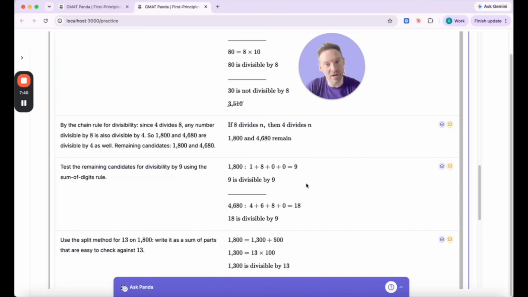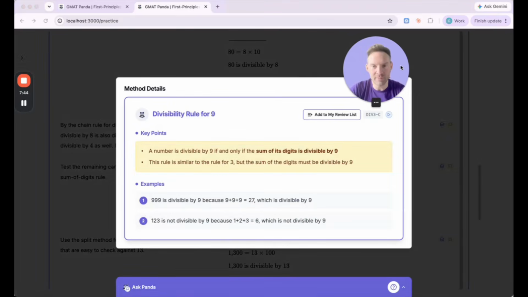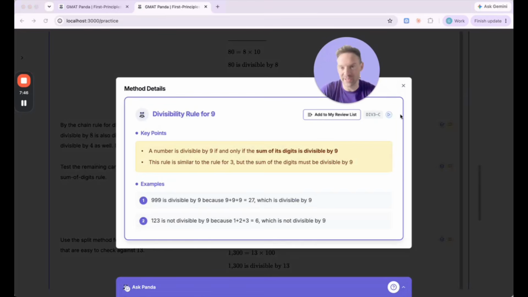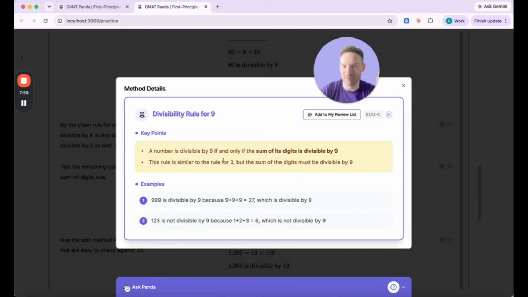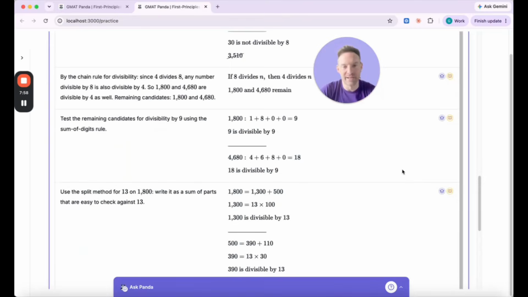And so for 9, what's the rule there? Well, again, there's a recap here, or jump to that part of the video if you haven't already seen it. But for 9, we have to sum up all the digits and check if that number is divisible by 9. So for 1,800, that's going to be quite easy because it's 1 plus 8, then just some zeros. That gives us 9. And is 9 divisible by 9? Yes, of course it is. So that one will be divisible by 9.